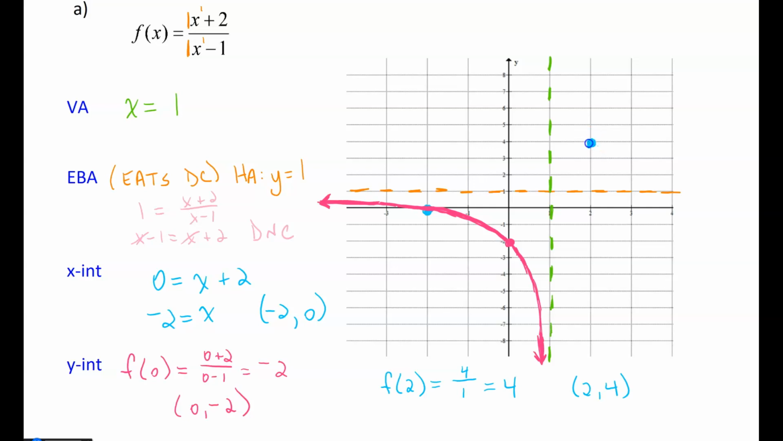All right, so I don't actually need any other points at this point, because I know the end behavior tells me that as I go to positive infinity, I should be going towards the horizontal asymptote. And the other side can only be going from one direction, so it's going to go up towards the vertical asymptote. And there is our graph.